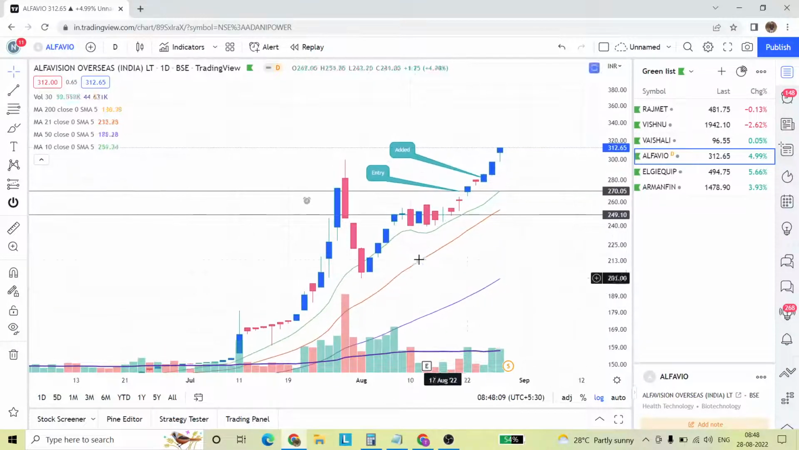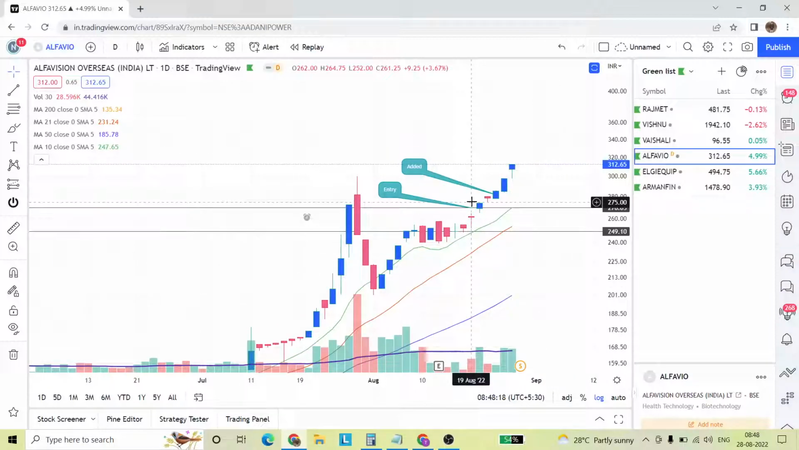Now it breaks out, I entered here, it moves in my direction, and I add to my position. It's not like when you have taken a position of 1 lakh, you add 1 lakh here. You're going to add 50k here, so that your average cost will remain low. Do you get it? Because pyramiding is, you know what the shape of a pyramid is, right? A pyramid looks like this.